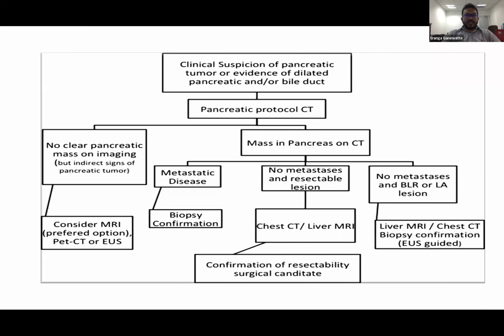When you do a CT, if you see a lesion, then you go one way. But if you don't see a lesion and the clinical suspicion is high for a pancreatic tumor, you might proceed to an MRI. I have another slide on this, we can see it later: some lesions which are not seen on CT can be seen on MRI simply because the spatial resolution of MRI is much better than CT.